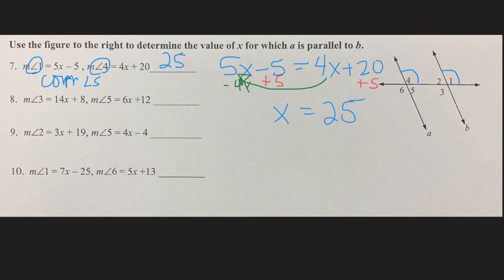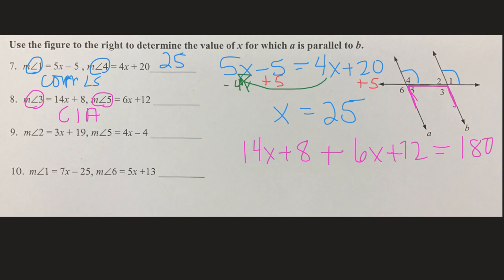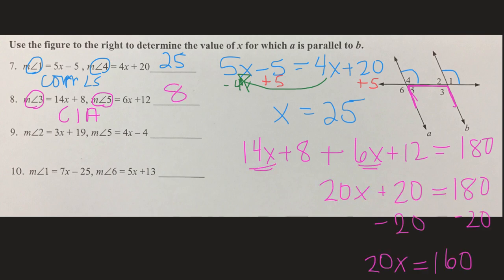The next question. What type of angles are angle 3 and angle 5? Consecutive interior angles. Excellently well done. These are consecutive interior angles, or CIAs. So you add them together, and their relationship is they are supplementary. So if we take the measure of angle 3, which is 14x plus 8, and add it to the measure of angle 5, 6x plus 12, that needs to equal 180. And there's the algebra that we're going to do to solve this equation for x.